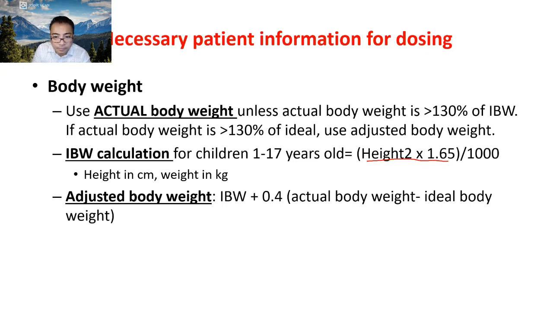1.65. Ano yan? Height lang to. Ako ba nakuha yung mga yan? Okay, that's height times 1.65 divided by 1,000. Okay, and then adjusted body weight is pretty much the same. IBW times 0.4, actual body weight minus ideal body weight.